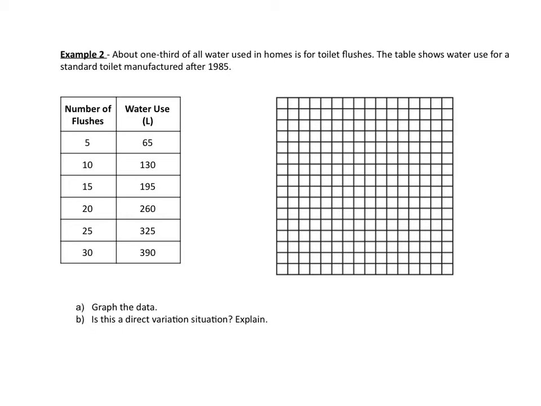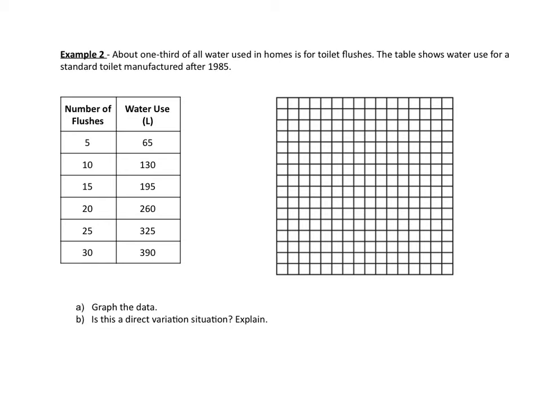So the first thing that we need to do is to graph the data. To graph the data, we need to figure out which of these two variables presented in the table of values is going to be the independent variable. And remember, the independent variable is plotted on the x-axis, and which variable will go on the dependent axis or the y-axis. So I know that if I flush the toilet, well, then I flush the toilet. That's great.